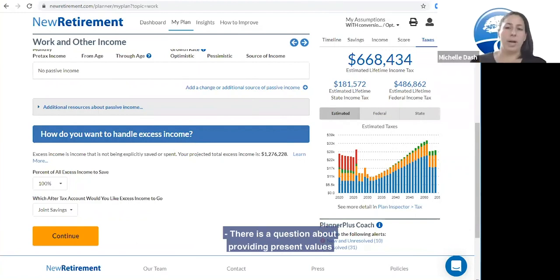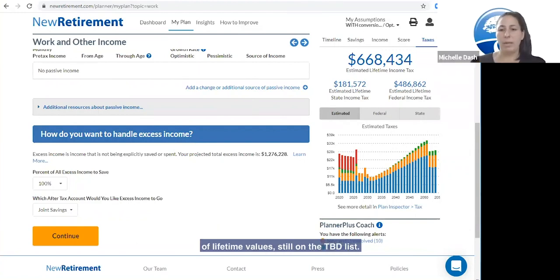There is a question about providing present values of lifetime values, still on the TBD list.